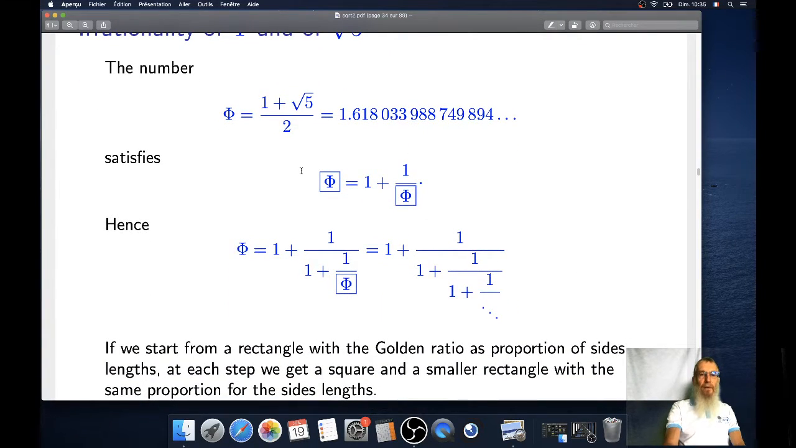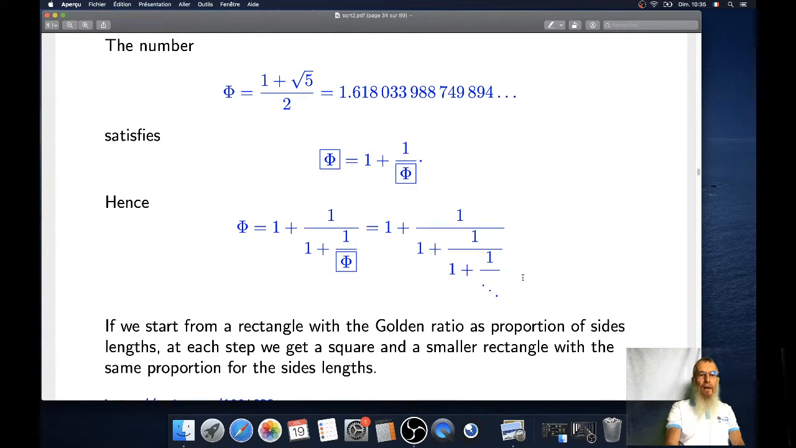This golden ratio, by definition, has the property that phi is equal to 1 plus 1 over phi. This phi here, I replace it by the value given by the right-hand side of the formula. So this phi becomes 1 plus 1 over phi. And then you repeat the process, and you see that the continued fraction expansion of phi is completely periodic. It starts with 1, and there are only ones in this continued fraction.